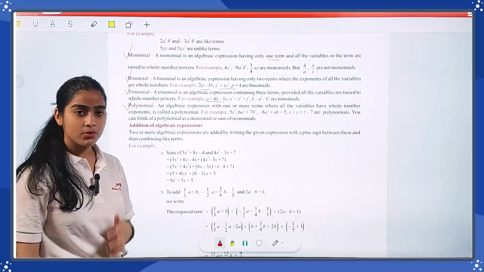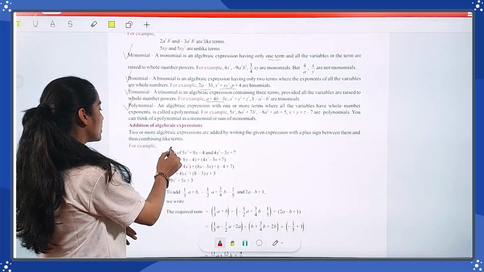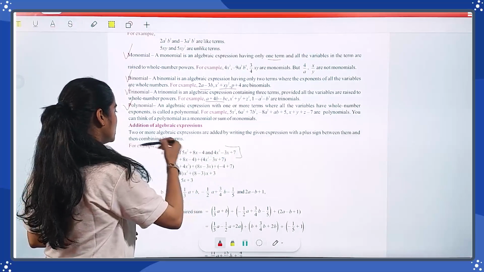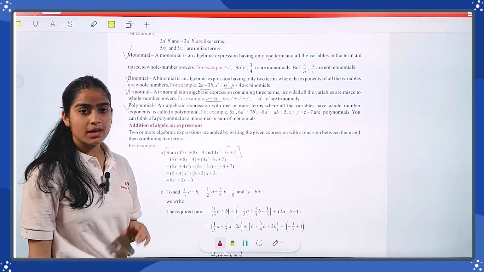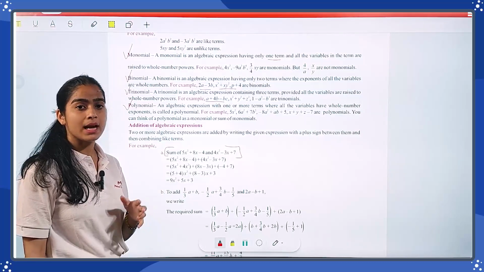Addition of algebraic expressions. In this, what are we going to do? We are going to go with the addition portion of the algebraic expression, but before that we have to understand about like terms and unlike terms.